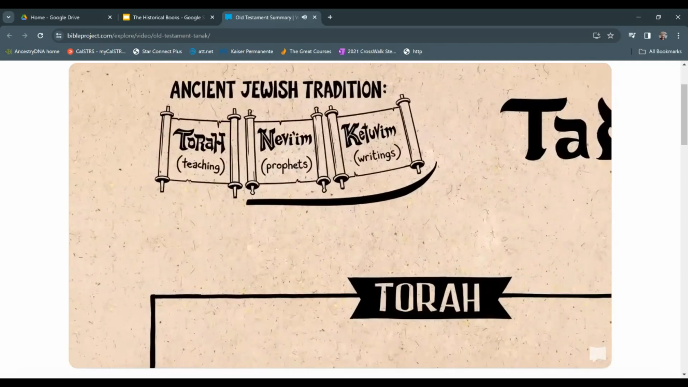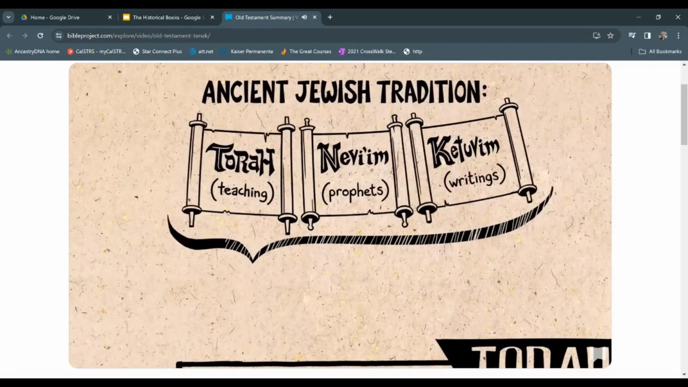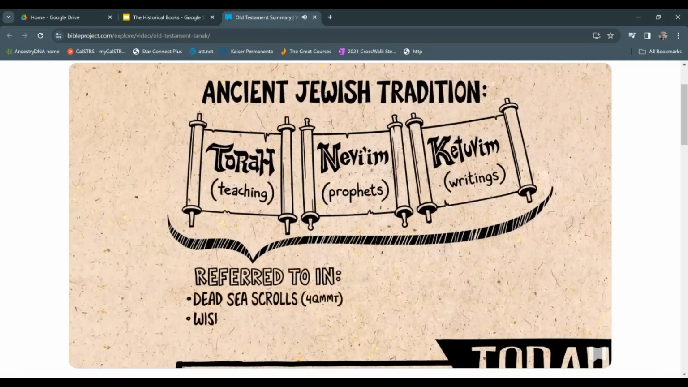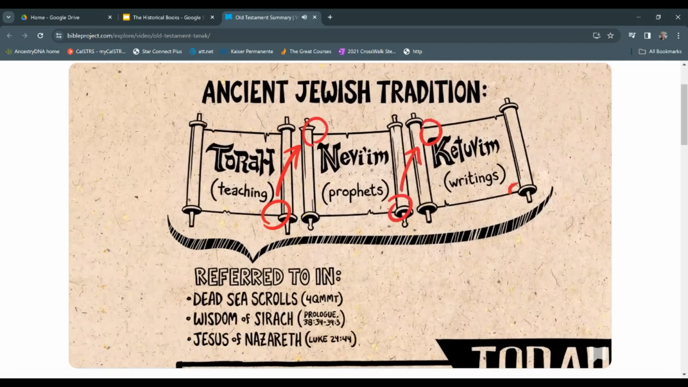Now this 3-part design is really, really old. It's referred to in ancient Jewish texts like the Dead Sea Scrolls, the Wisdom of Ben Sira, even Jesus of Nazareth mentioned it. And that's because this 3-part shape is woven into the compositional design of the scrolls themselves. If you pay attention, you'll discover that every scroll has been coordinated by means of cross-references that link each work into the larger 3-part collection.